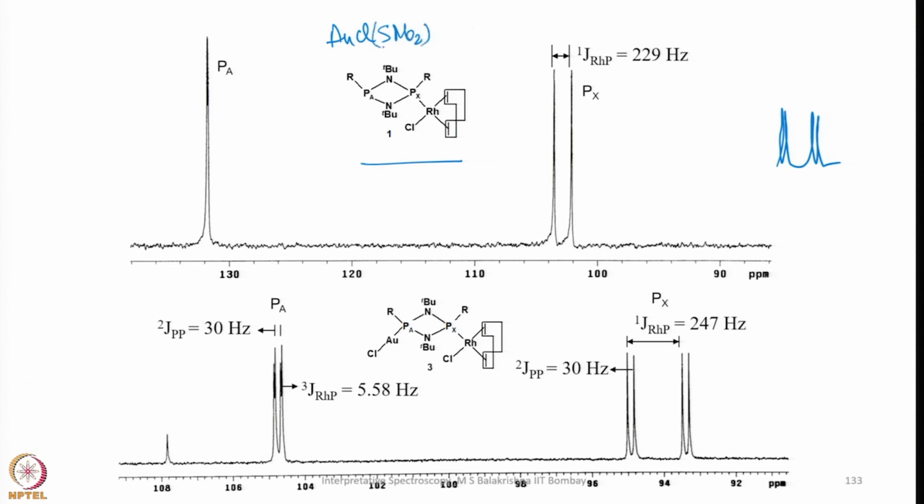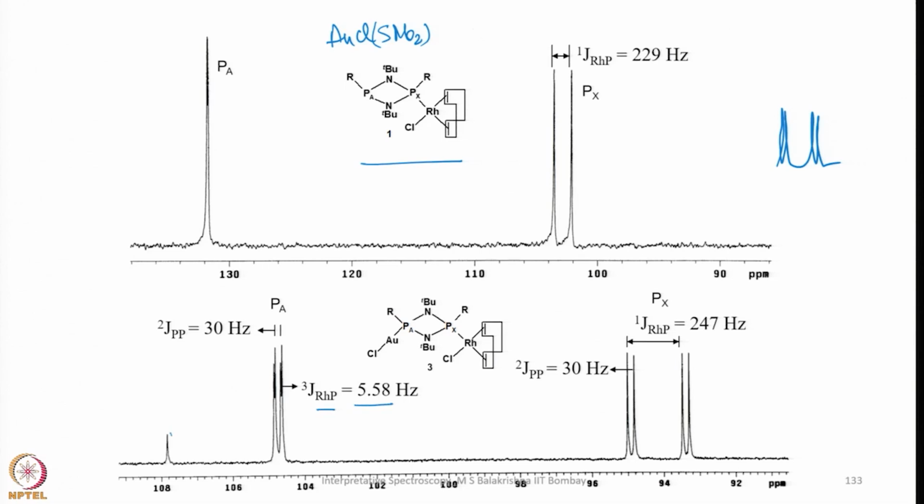SMe2 is a very labile ligand, and SMe2 goes off, and then what you get here is AuCl bound. Now again we have an AX spin system, both are coordinated. Earlier we had one free uncoordinated phosphorus. Now you can anticipate some sort of PP coupling. PP coupling is coming here. In the previous one we did not see it. Now the PP coupling is of the order of 30 Hertz, which you can see here. And also surprisingly, now the phosphorus coordinated to gold also shows rhodium coupling, that is a 3J rhodium phosphorus coupling of 5.58 Hertz.